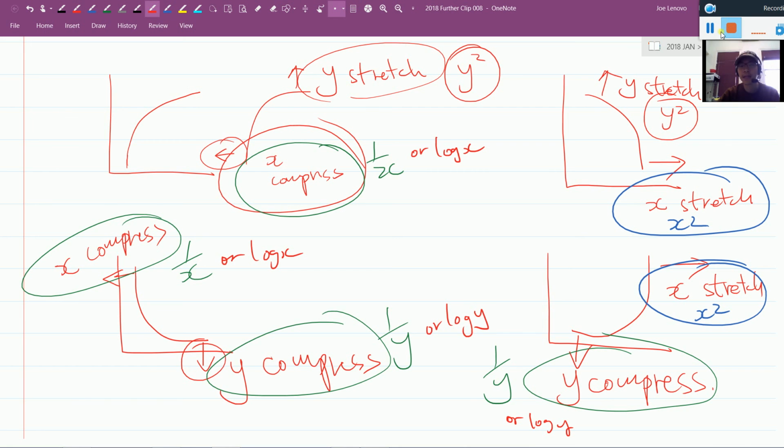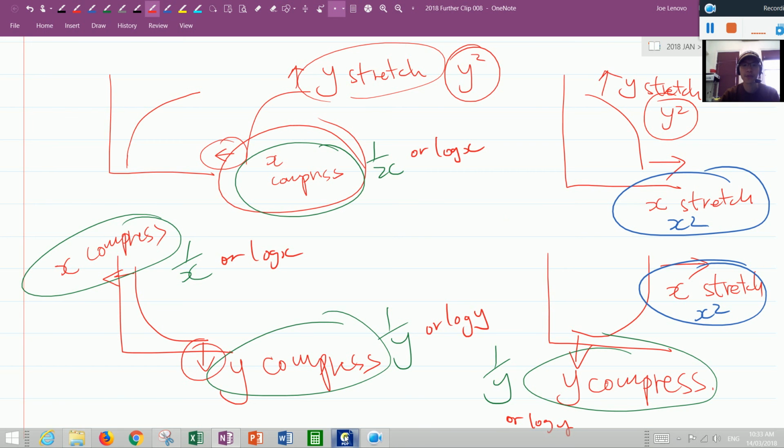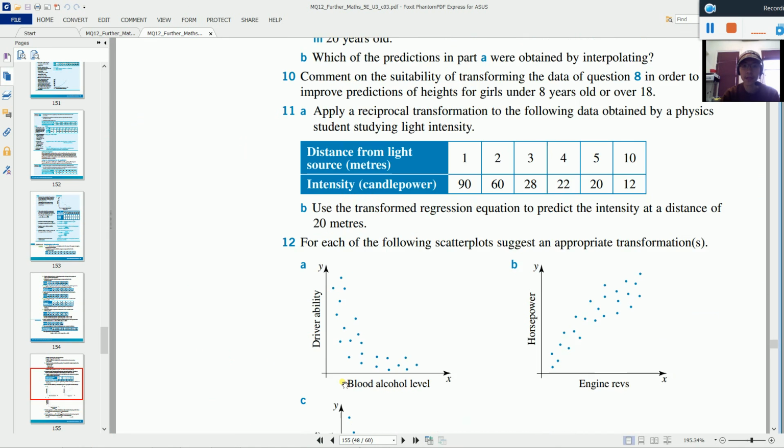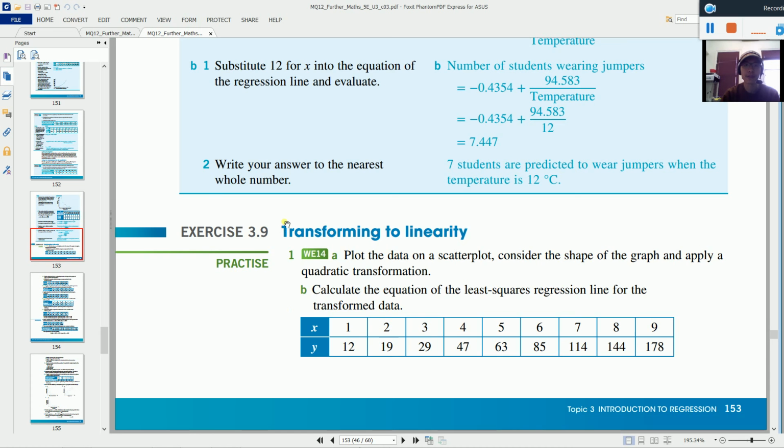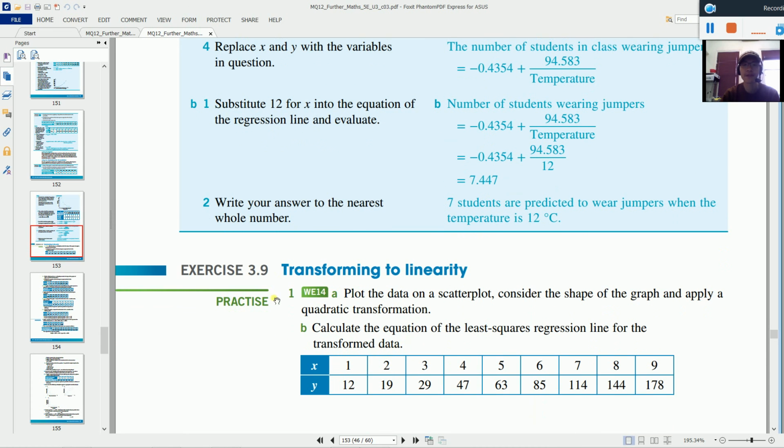Hope it helps, and try to do some more questions on chapter 3. I can't remember this one, that is 3.9 transformations, right? So try to do some of them and get used to those concepts.